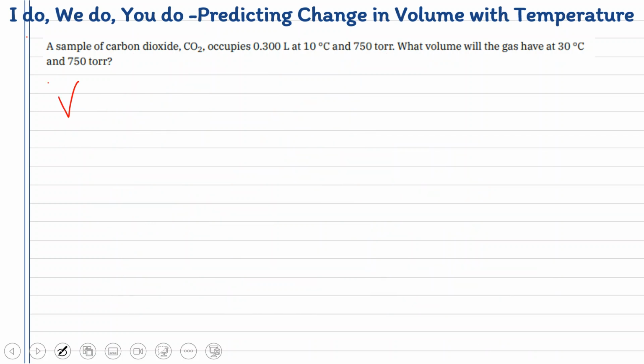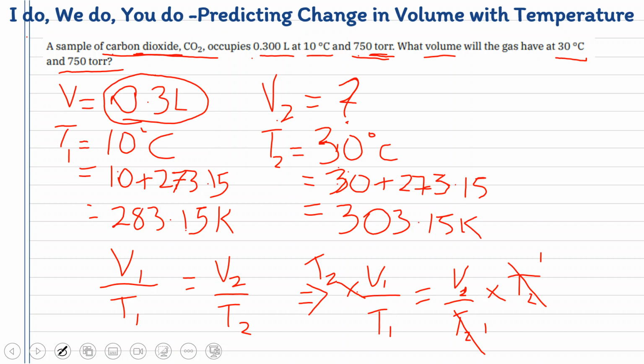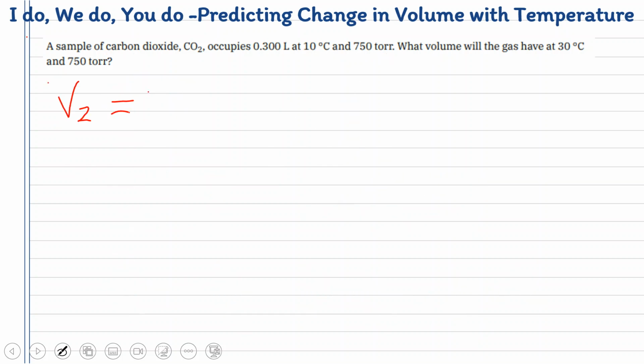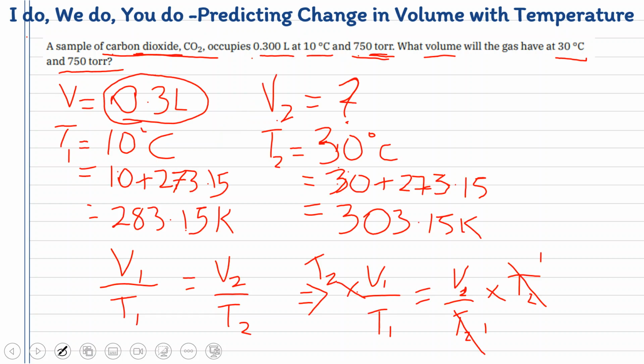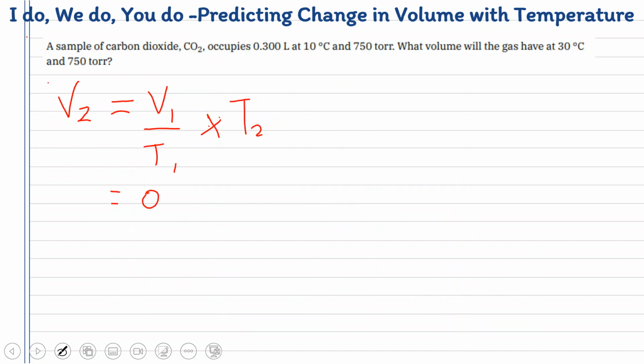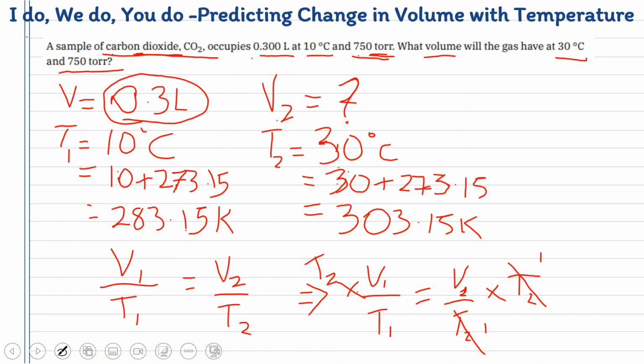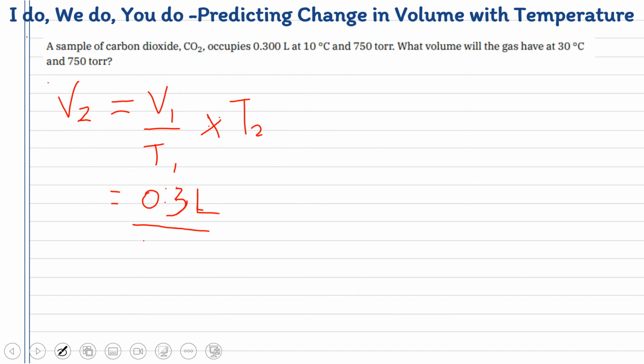So now we're going to have V2 equal to V1 over T1 multiplied by T2, and that's our final formula. Now all we have to do is just substitute the values from this point. So what is our V1? V1 is 0.3 liters divided by, what is our T1? Our T1 is 283.15. Remember, we're using the Kelvin scale.